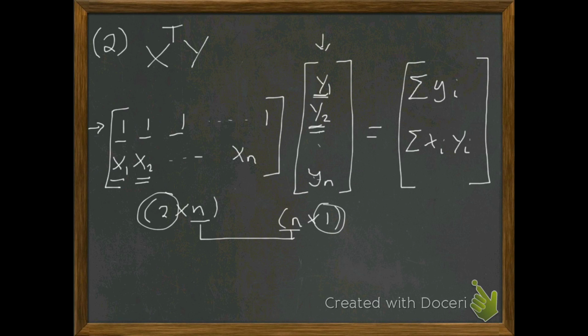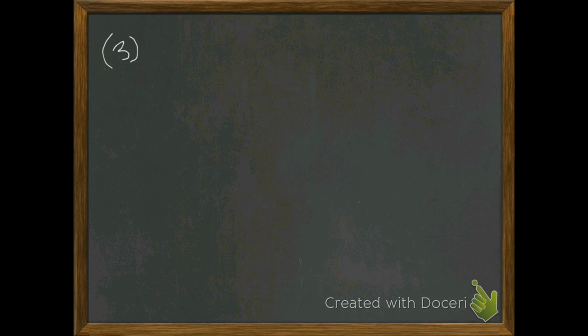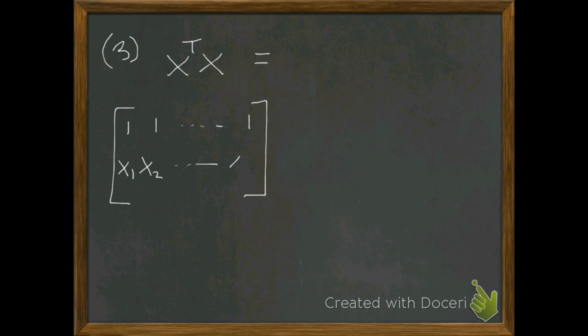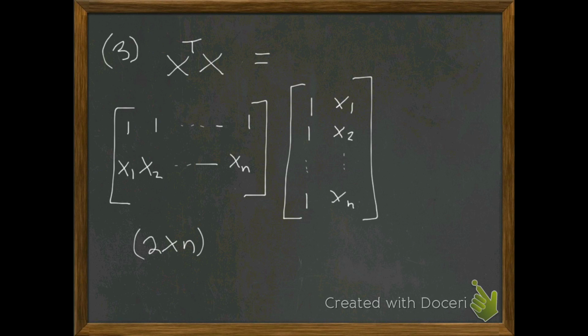The other matrix I want you to have on your radar, and the one I almost forgot about, is what does X transpose times X look like? Well, X transpose is the rows of 1s and the x's, and of course, X is the columns of 1s and the x's. Now, first of all, let's examine the size that we're expecting. So here we have a 2 by n. Here we have an n by 2. So guys, we're expecting a 2 by 2 matrix.